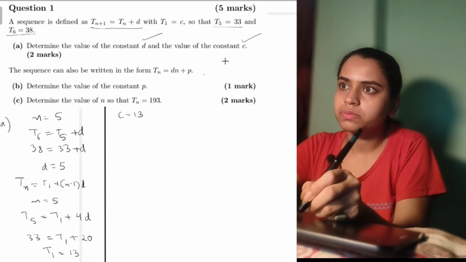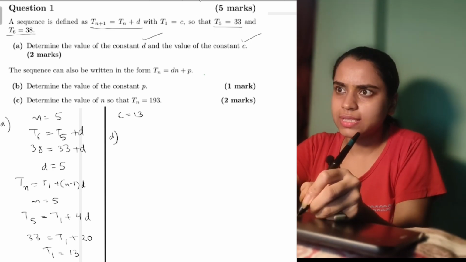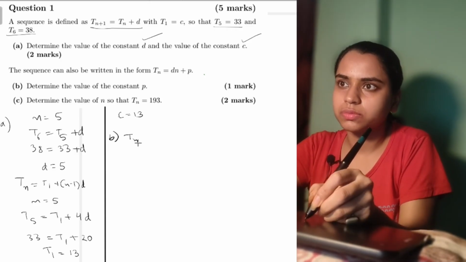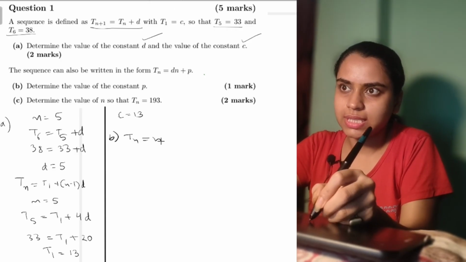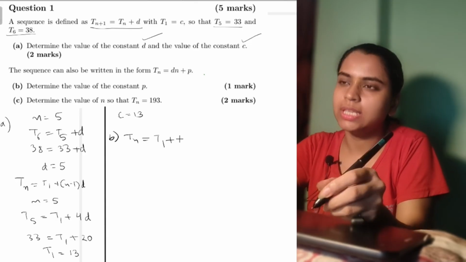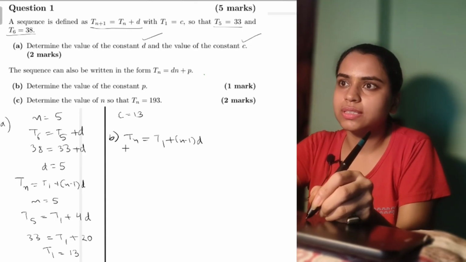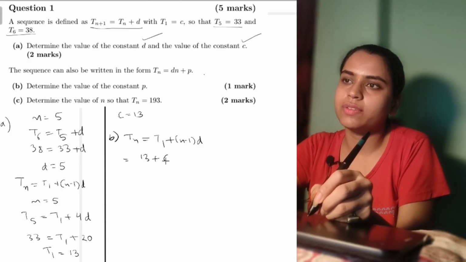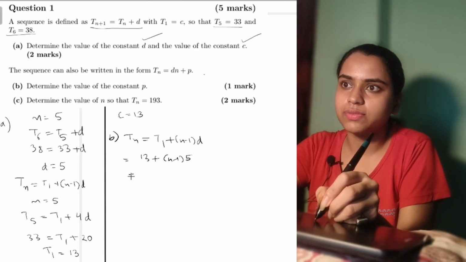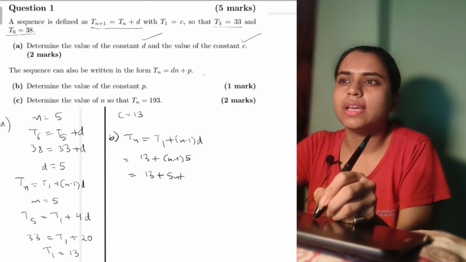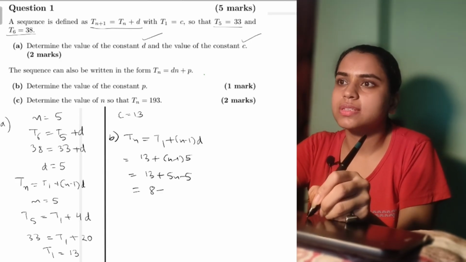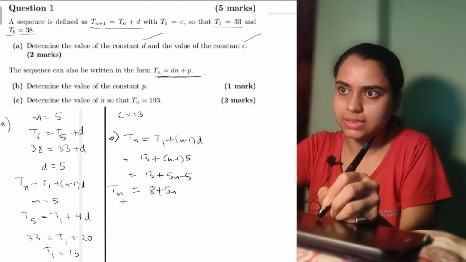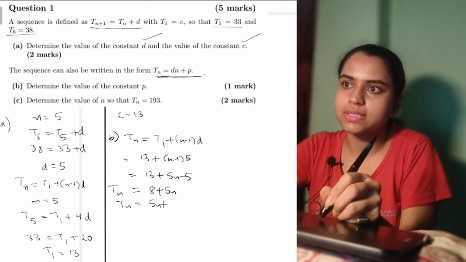Now let's do B. By the recursive rule, Tn is equal to T1 plus (n minus 1)D. So what is our T1? It's 13. Our D is 5, so (n minus 1) times 5. So this gives us 13 plus 5n minus 5. So that's 8 plus 5n is equal to Tn. On comparison with this, let's just write it, we get our P is equal to 8.